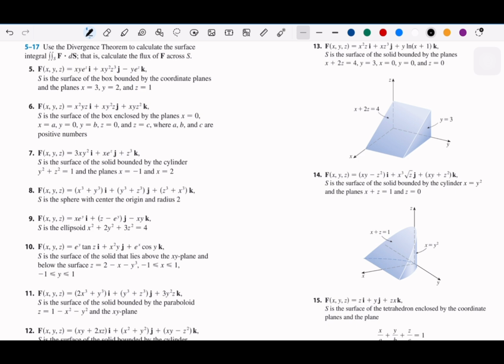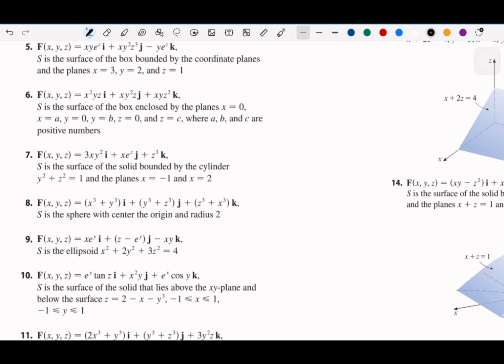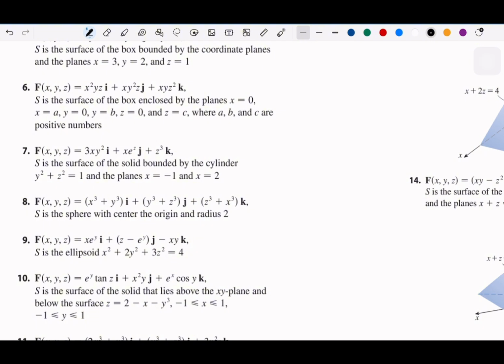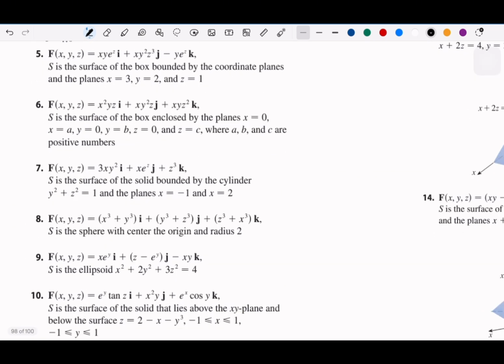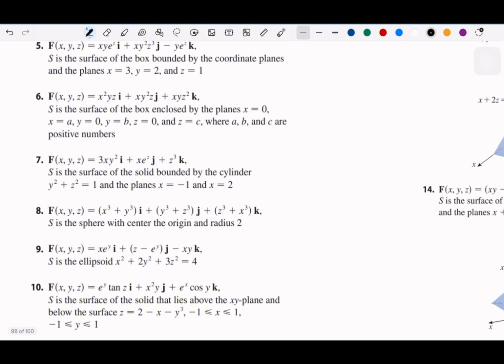Okay, let's see. Let's start with something simple, and then I will add more difficulties. So perhaps we can start to work on numbers 5 to 17. We pick maybe 7. Maybe 7, it's still okay.